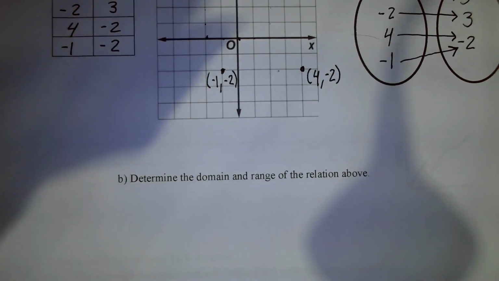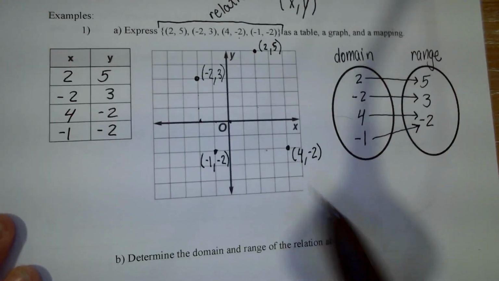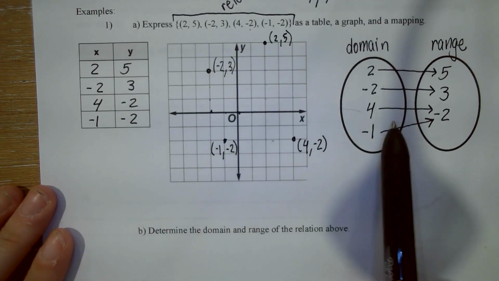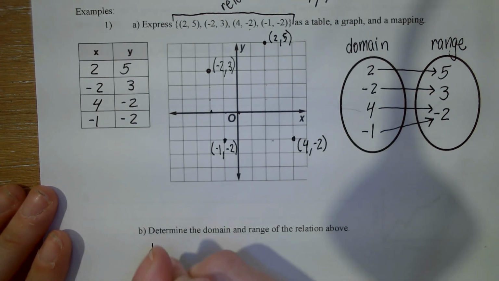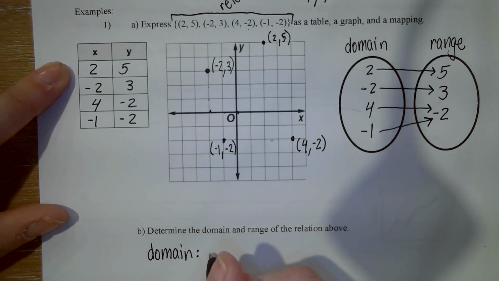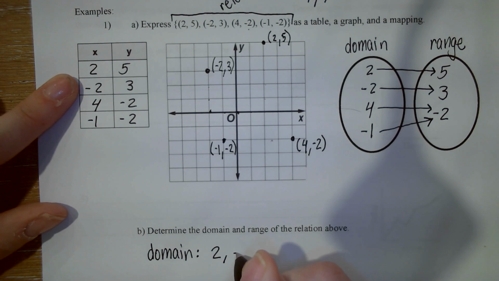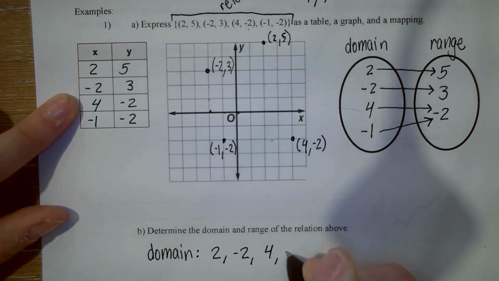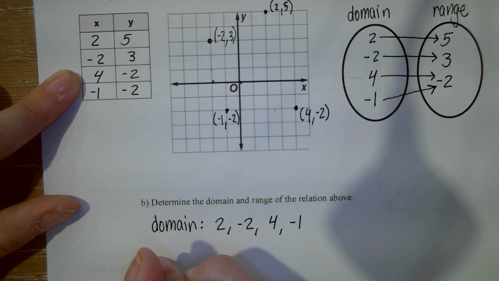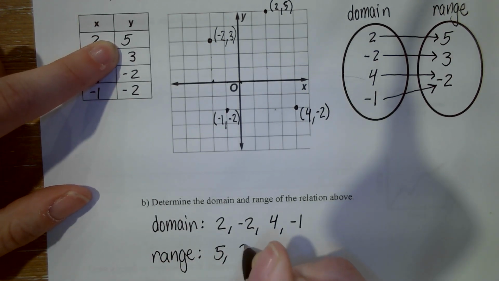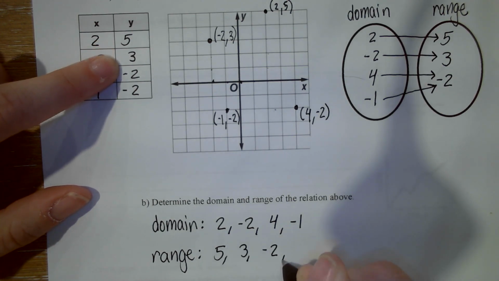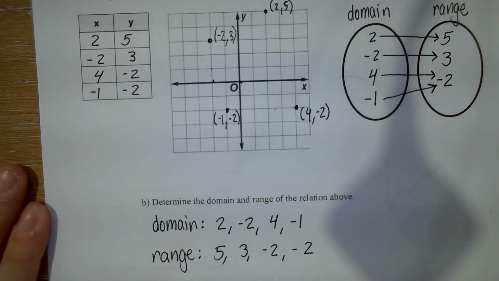Moving on though, let's list out now the domain and range of the information above. So we've already shown it with mapping, graph, and table. So we're just going to now write it out. Domain, those were all of our x values. So 2, -2, 4, and -1. The range are the y values, so that's going to be 5, 3, -2, and -2.